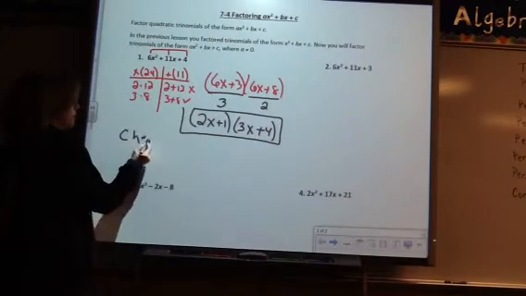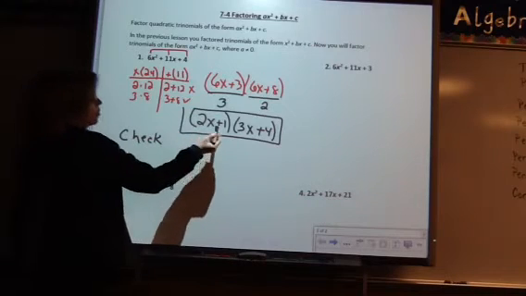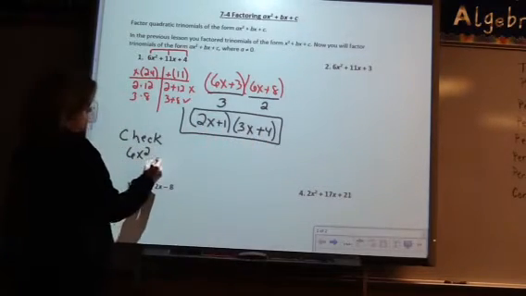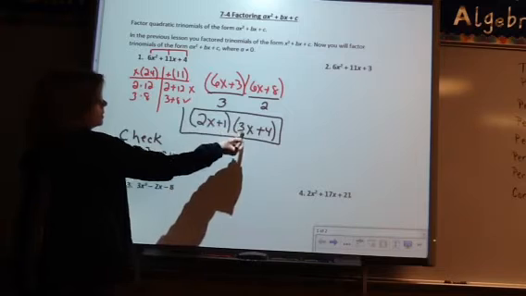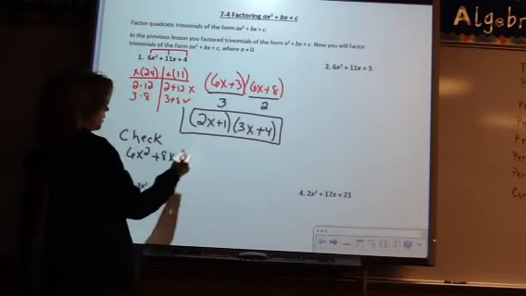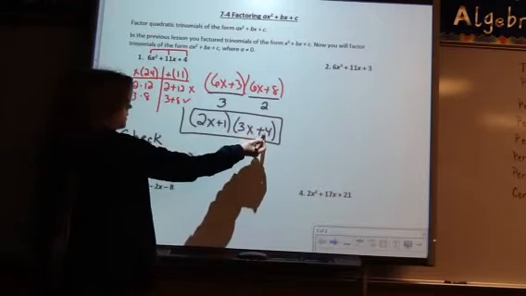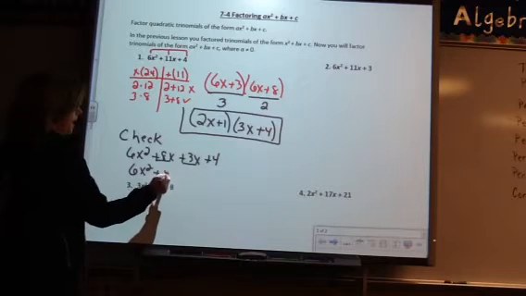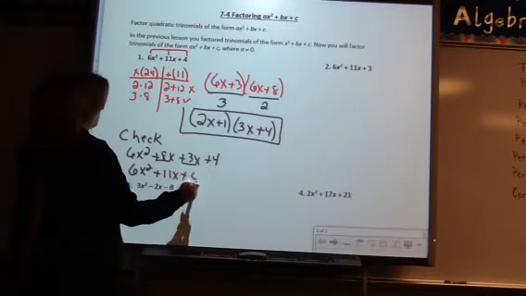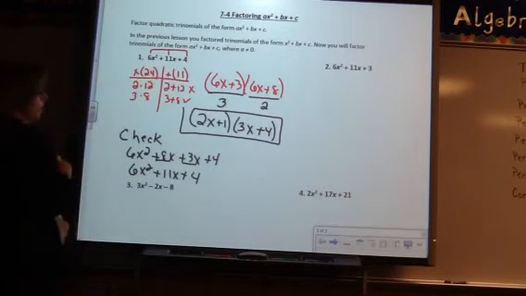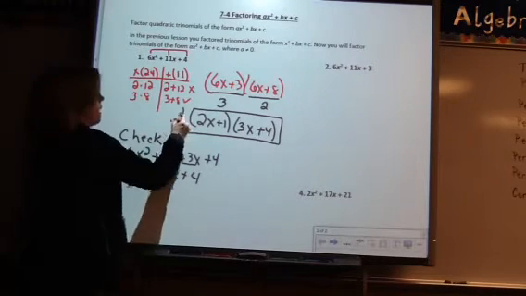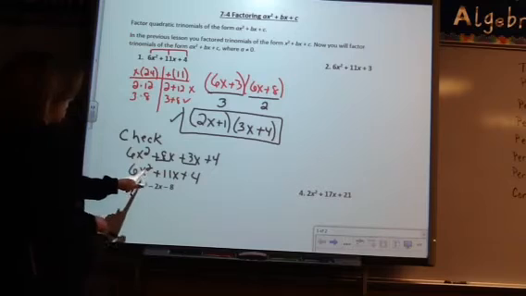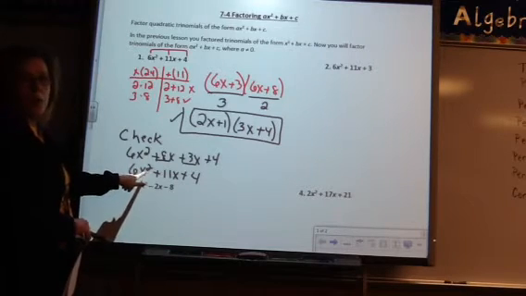And let's always check it. Okay, so 2x times 3x, 6x squared. 2x times 4, 8x. 2x times, 1 times 3x. 1 times 4. So I have 6x squared. These are like terms, so I need to add them to simplify. And if you notice, I'm getting the same trinomial. So I know I'm right. Okay? And this is called a quadratic trinomial because it's x squared. When your exponent is 2, it's quadratic.